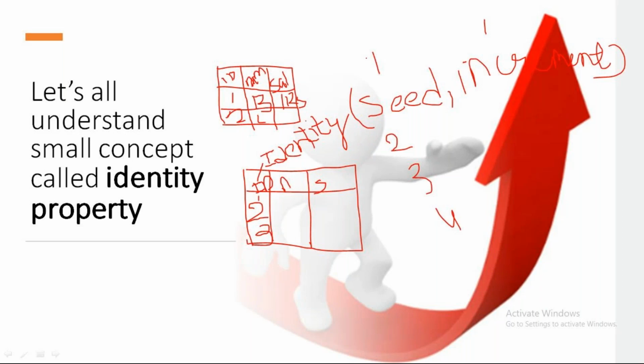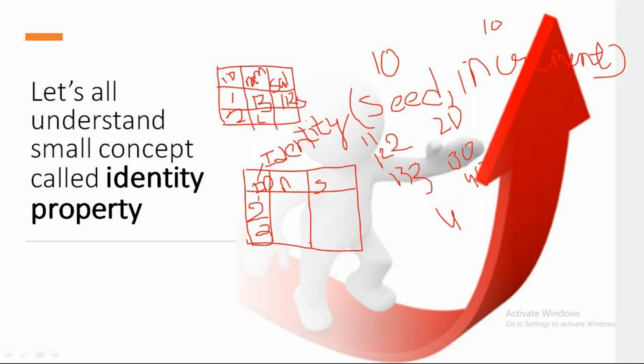What if I take 10 here and I have given an increment by 1? Then it is going to take 10, 11, 12, 13 like that. If I take 10 with increment 10, it is going to take 10, 20, 30 and 40. So this is how it is going to increment. This is how it is going to generate the values.